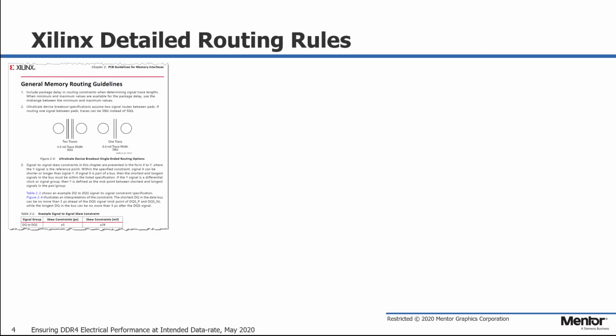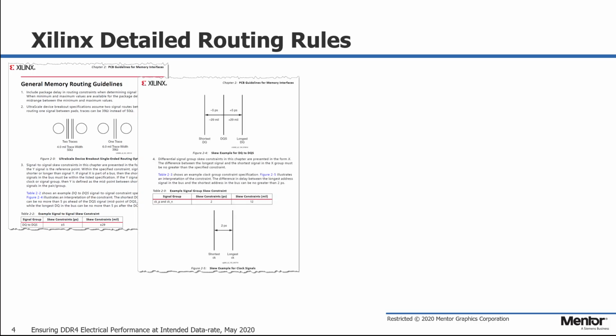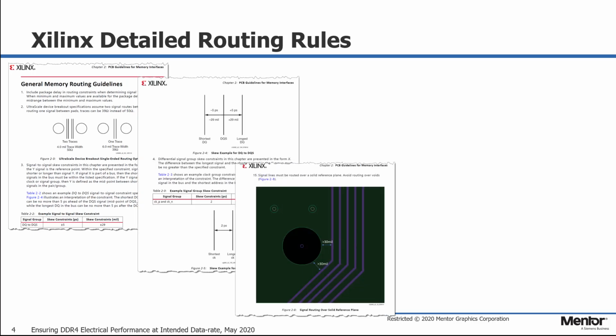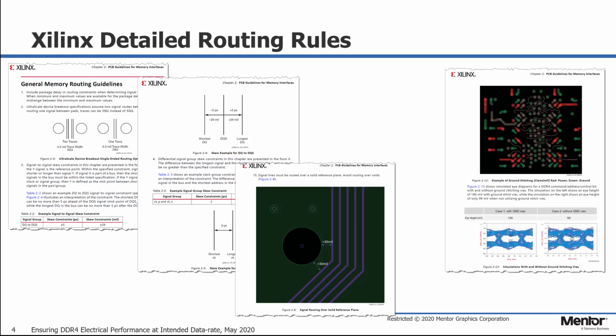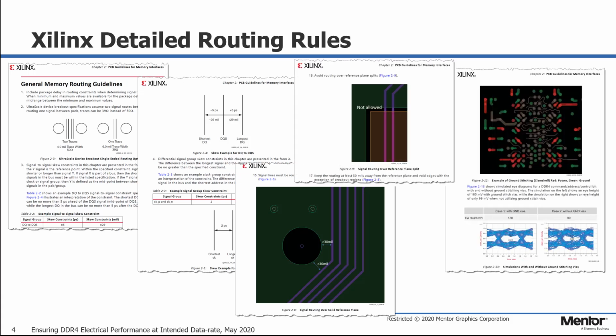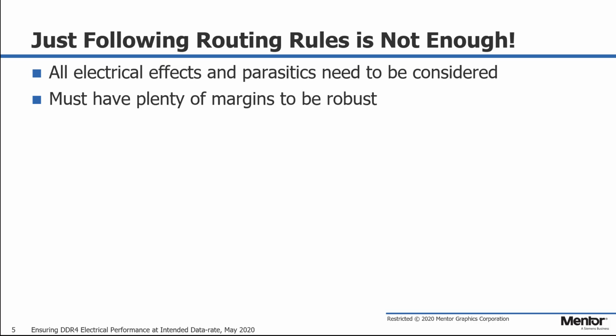Usually, the designers are familiar with the routing rules provided by memory controller vendors, as shown here, provided by Xilinx as an example. It provides all of the detailed routing rules such as trace width, separation, skew tolerance, clearances, stitching via placements, not to cross gaps, and so on. But let's say if you follow all of these routing rules precisely, will your DDR4 design work with maximum margins? Most of the time, just following the routing rules is not enough.